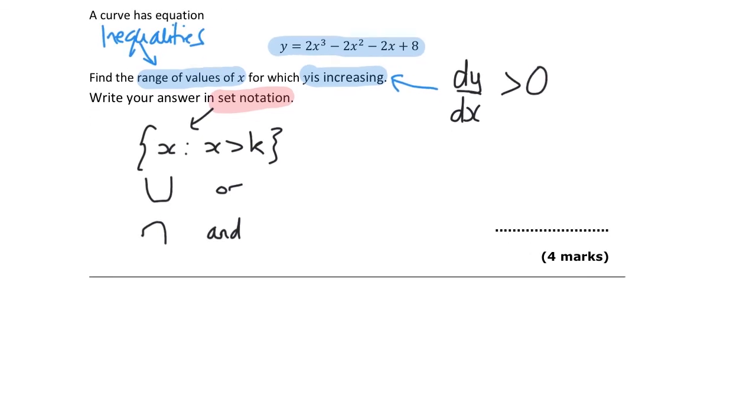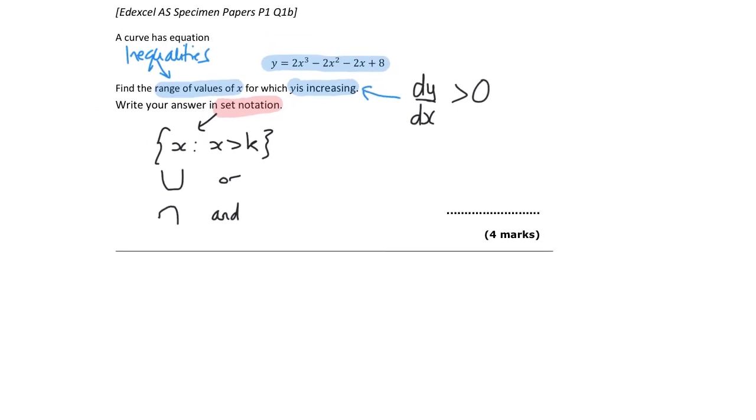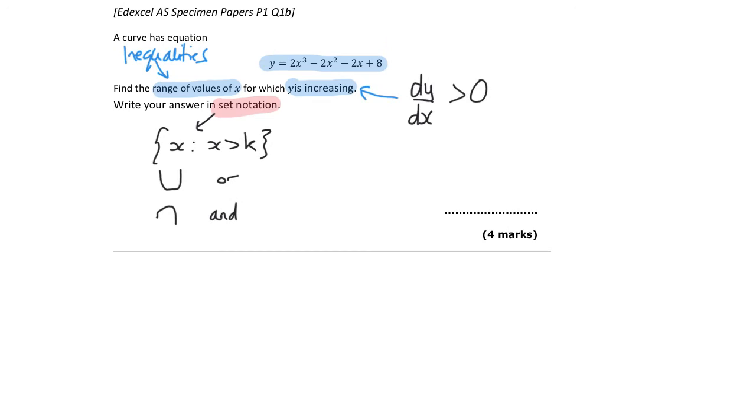Okay, so now is the algebra step. We've converted the problem into maths now. Now it's just down to solving it. So we know that dy by dx has to be bigger than 0. That's what we want. And in the previous part, we worked out what dy by dx is. It was 6x squared minus 4x minus 2 is bigger than 0.